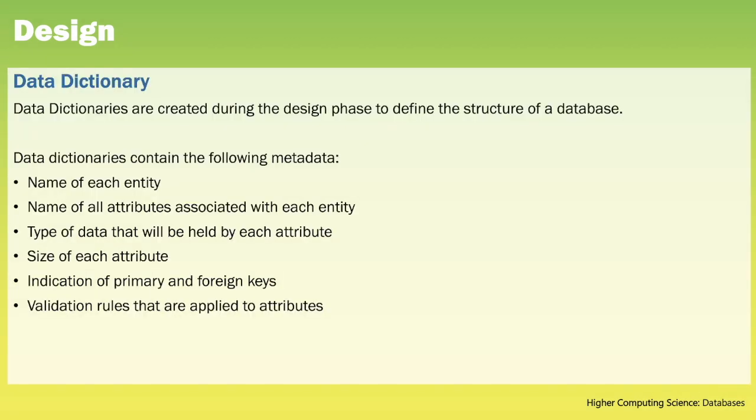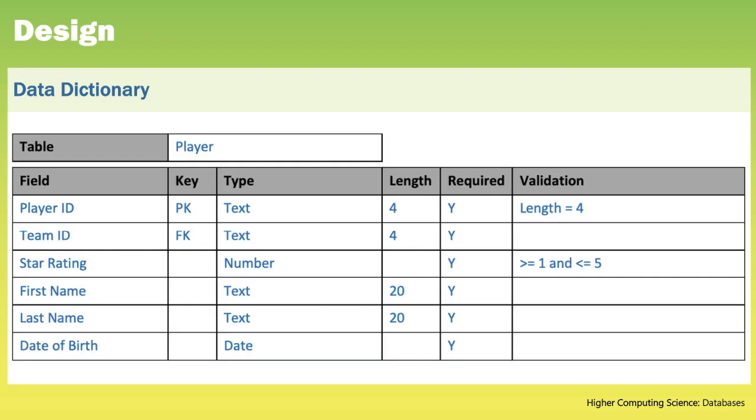Data dictionaries are created during the design phase to define the structure of a database. Data dictionaries contain data about the data that will be in our database. It identifies the name of each entity and the attributes within those entities, the type of data that will be held in each attribute and the size of that data, an indication of any primary and foreign keys, and any validation rules that will be applied to the attributes. Here's an example of a data dictionary.